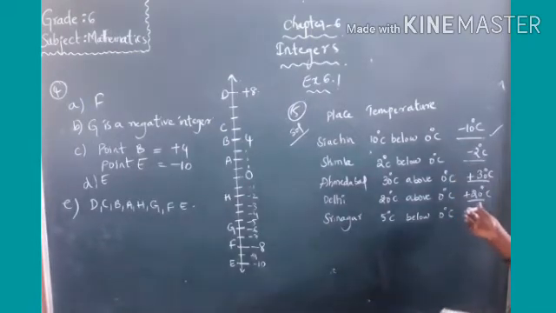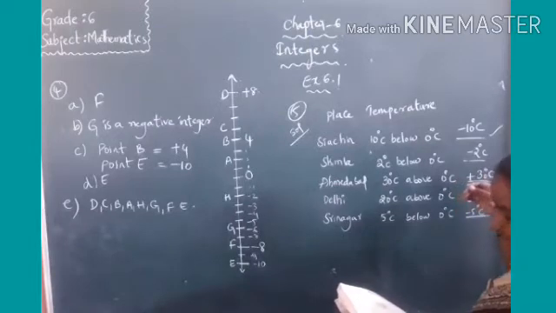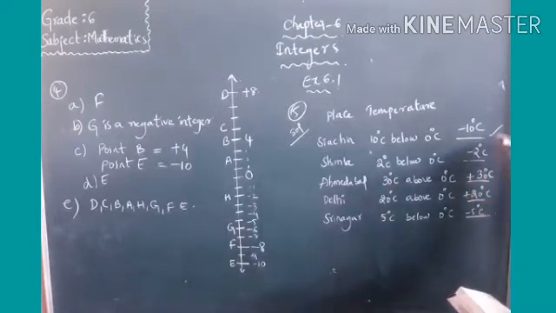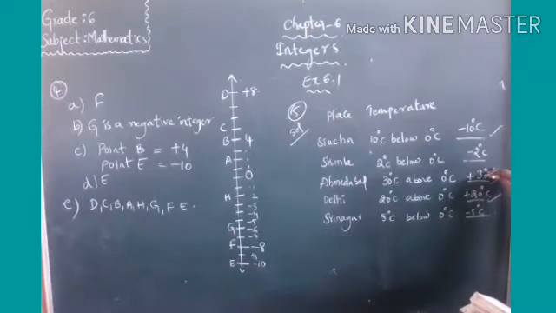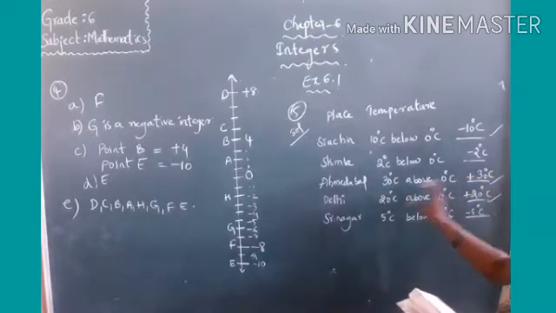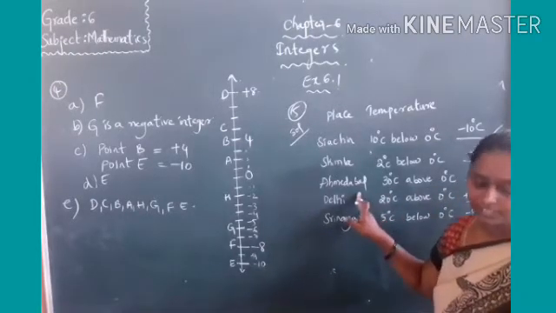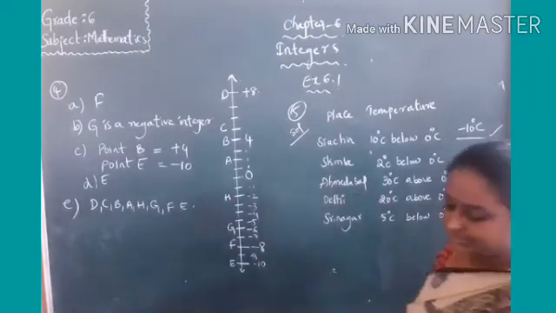Write the names of the places where temperatures are above 10 degrees Celsius. So which places contain temperatures above 10? Above 10 means Ahmedabad and Delhi, with 20 and 30. So the places are Delhi and Ahmedabad. Right.